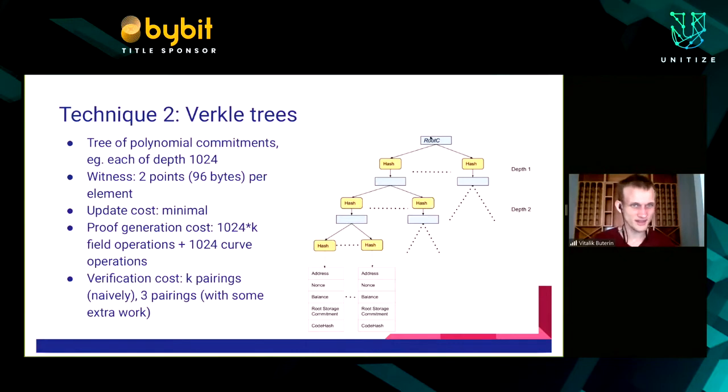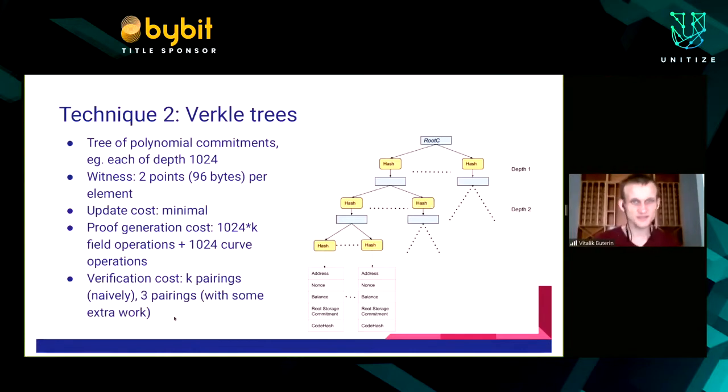And so the witness, instead of being, say, 32 hashes long, might be 2 points, so it might be, say, 96 bytes per element. Cost of updating witness is minimal. Cost of generating proofs, it turns out, if each of these polynomial commitments has depth 1024, then it's 1024 times k field operations, and it turns out you only need just 1024 curve operations. The verification costs k pairings, if you do it naively, which is actually kind of expensive, but with some extra work, you can push it down to 3 pairings, right?